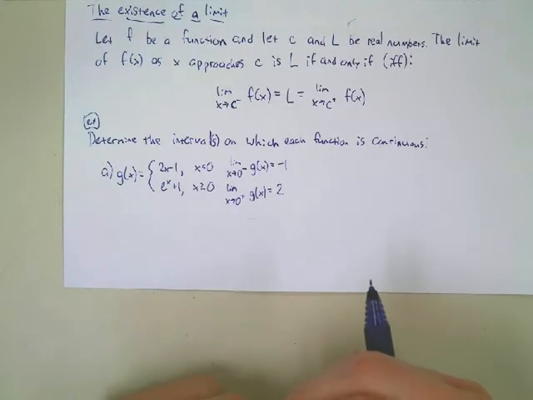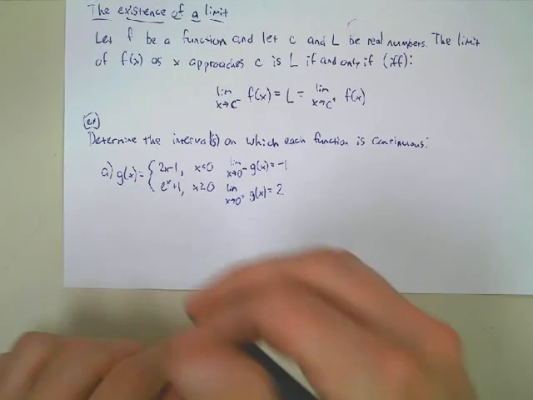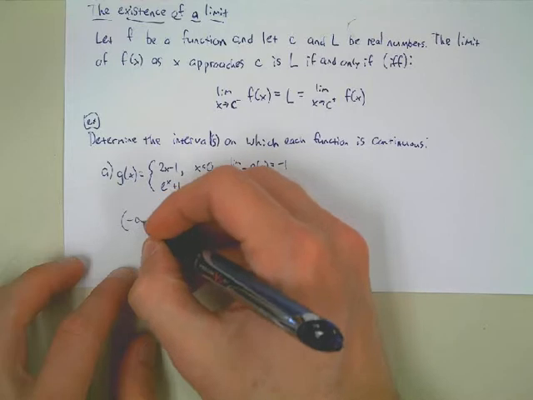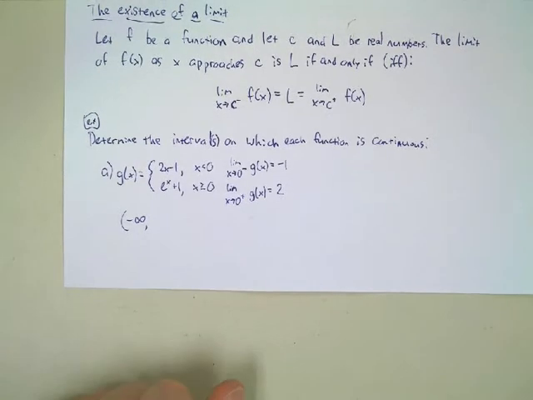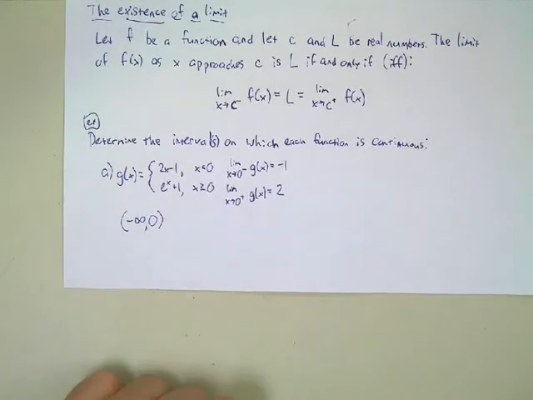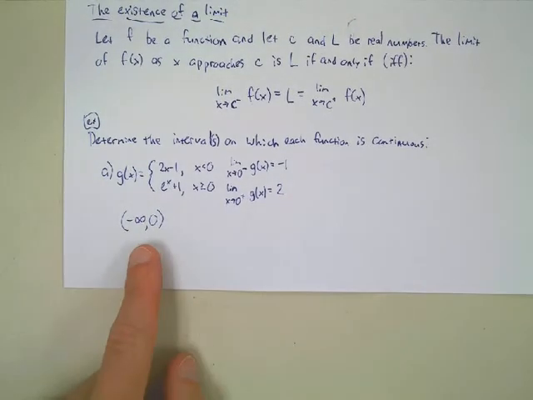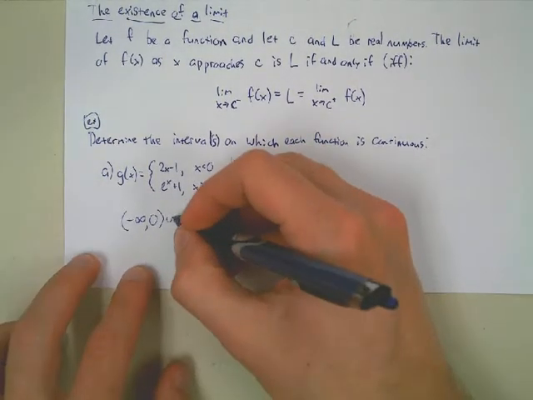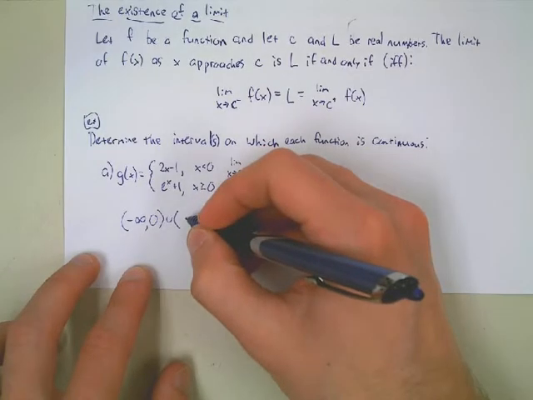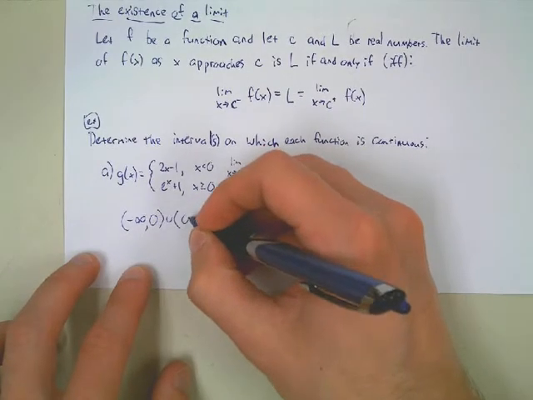So where is this continuous? What are the intervals? Well, we're going to start at negative infinity, and then go to what? 0, because that's our point of discontinuity, and then close that parenthesis. And that's it, right? No, we got to keep going, right? Union. Where do we start now? 0. 0 to infinity. That's right.